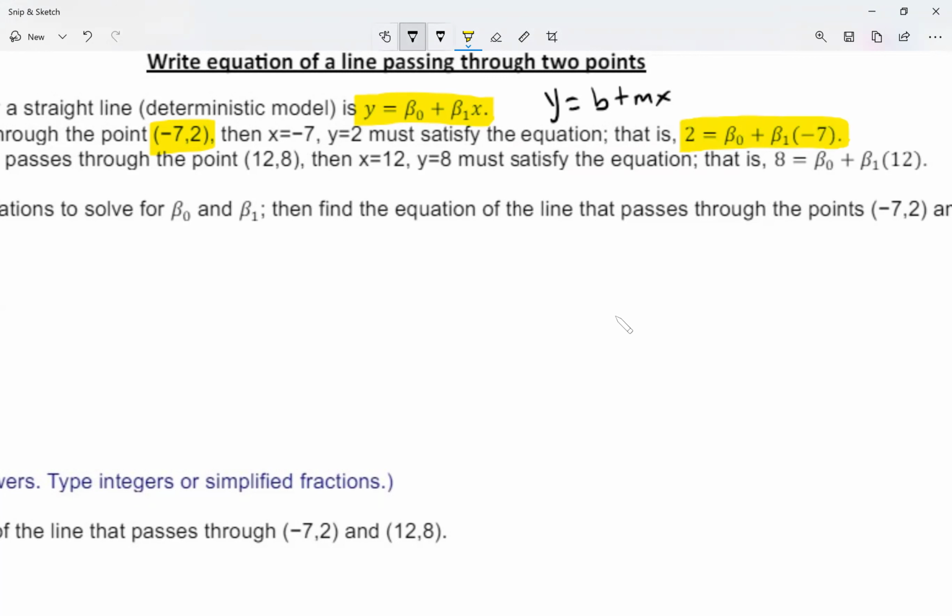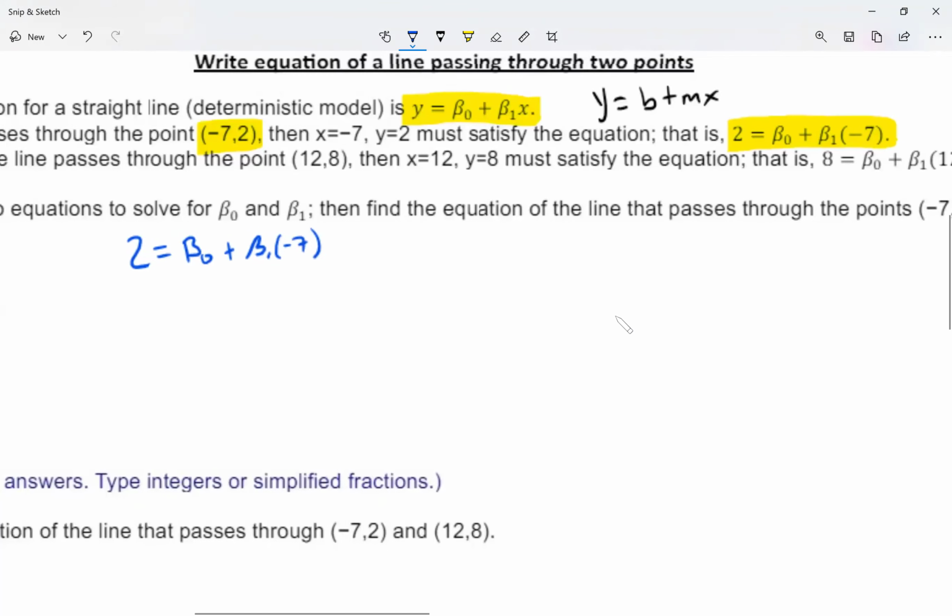So let me write that. Let me go with blue here. So I know that 2 is equal to beta 0 plus beta 1 times -7. That's from the first point.